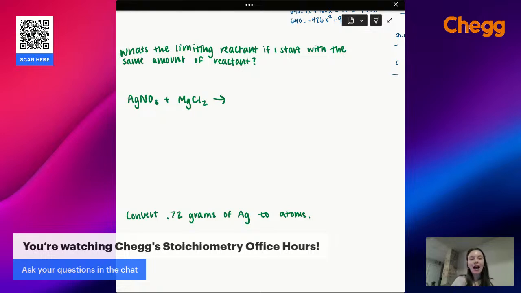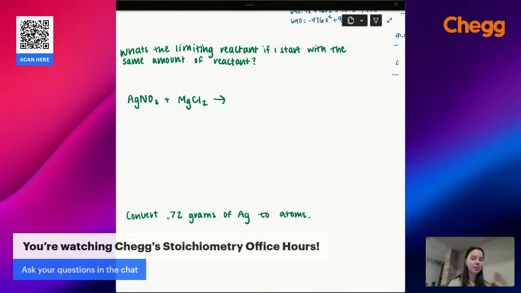So does anyone have any ideas on what the first step of this problem would be? Hint, it's not going to be any math. Got about 10 seconds. Tell me, what's the first step of this problem? What should I do first? All right. If you said balance the chemical equation, you're absolutely correct. We need to balance that.